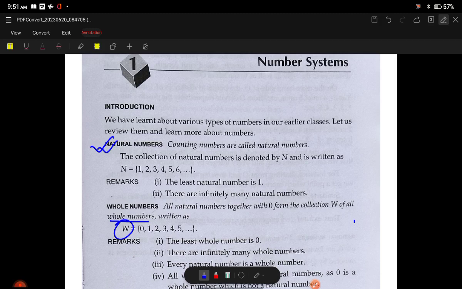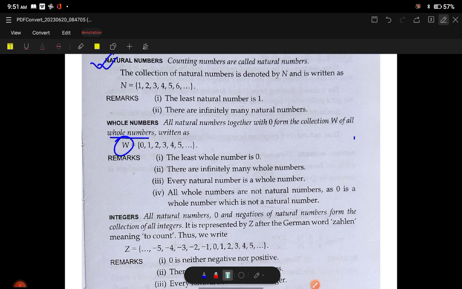Some remarks we will see of this whole number. The least whole number is what? 0. There are infinitely many whole numbers.